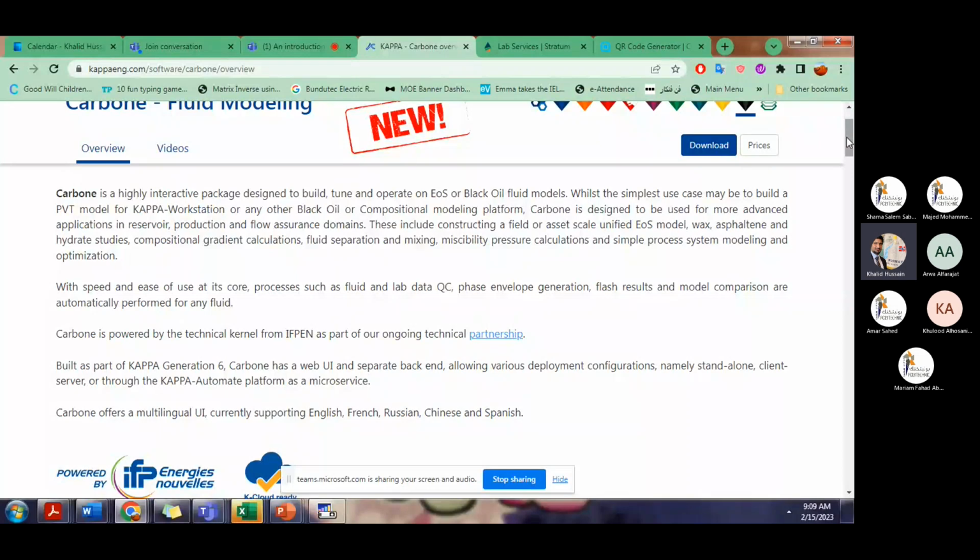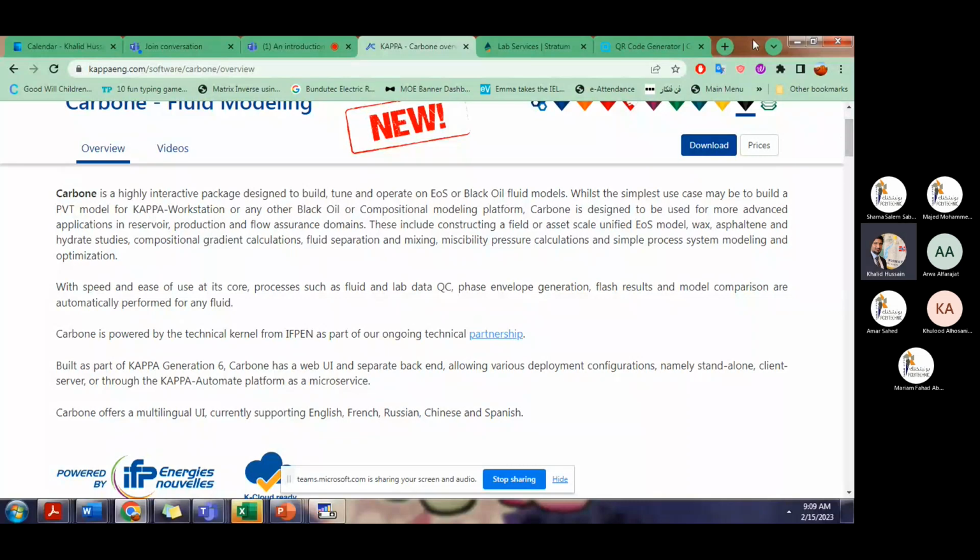As a petroleum engineer, you can get a job at Kappa also, okay? And you can also get a job in PVT laboratories. Have you ever heard of any company that is doing PVT analysis for ADNOC?